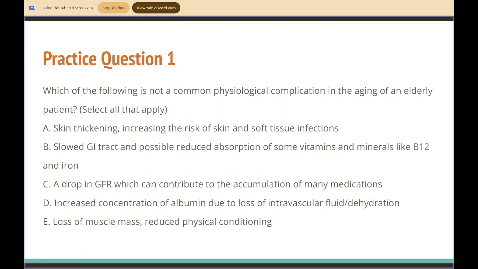All right, so now I have three practice questions. If you're new, I'll read them out, and when I'm done reading the question, you can put the answers in the chat, and we'll go over each answer and break them down. So, practice question one: which of the following is not a common physiological complication in the aging of an elderly patient? Select all that apply.